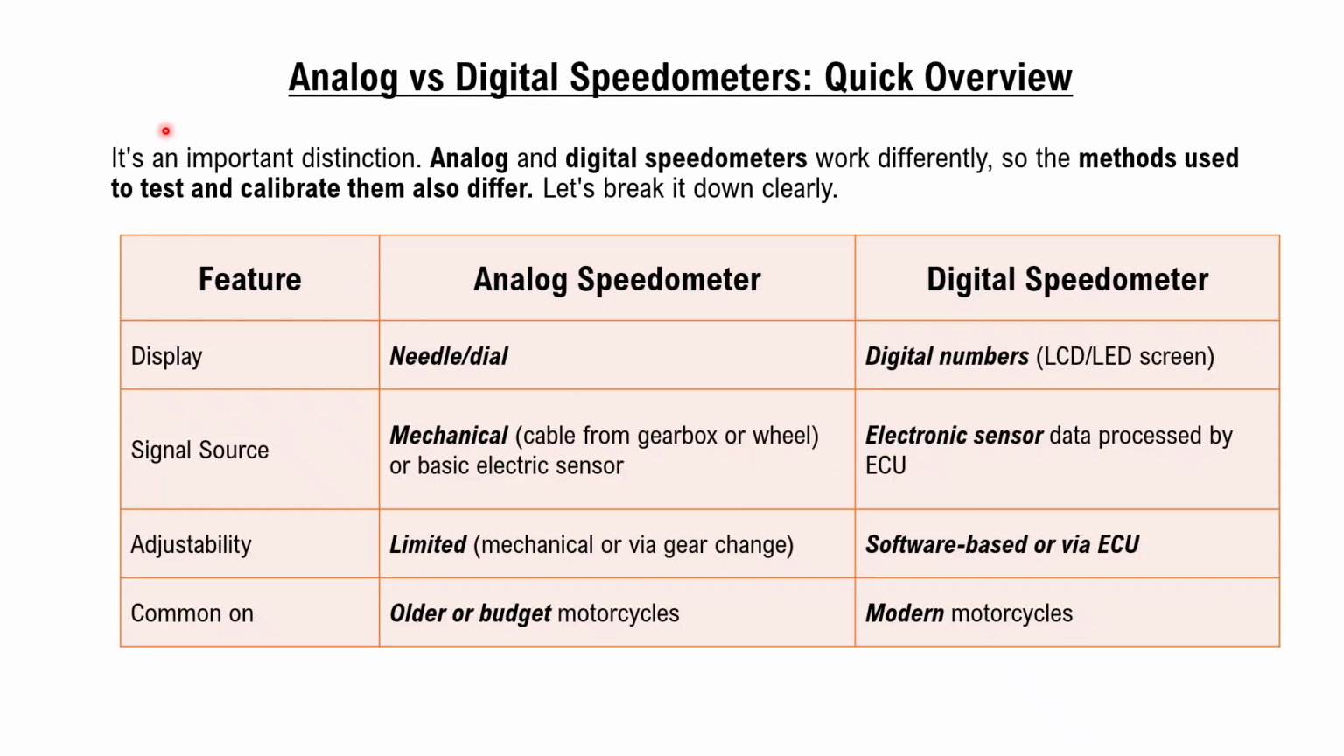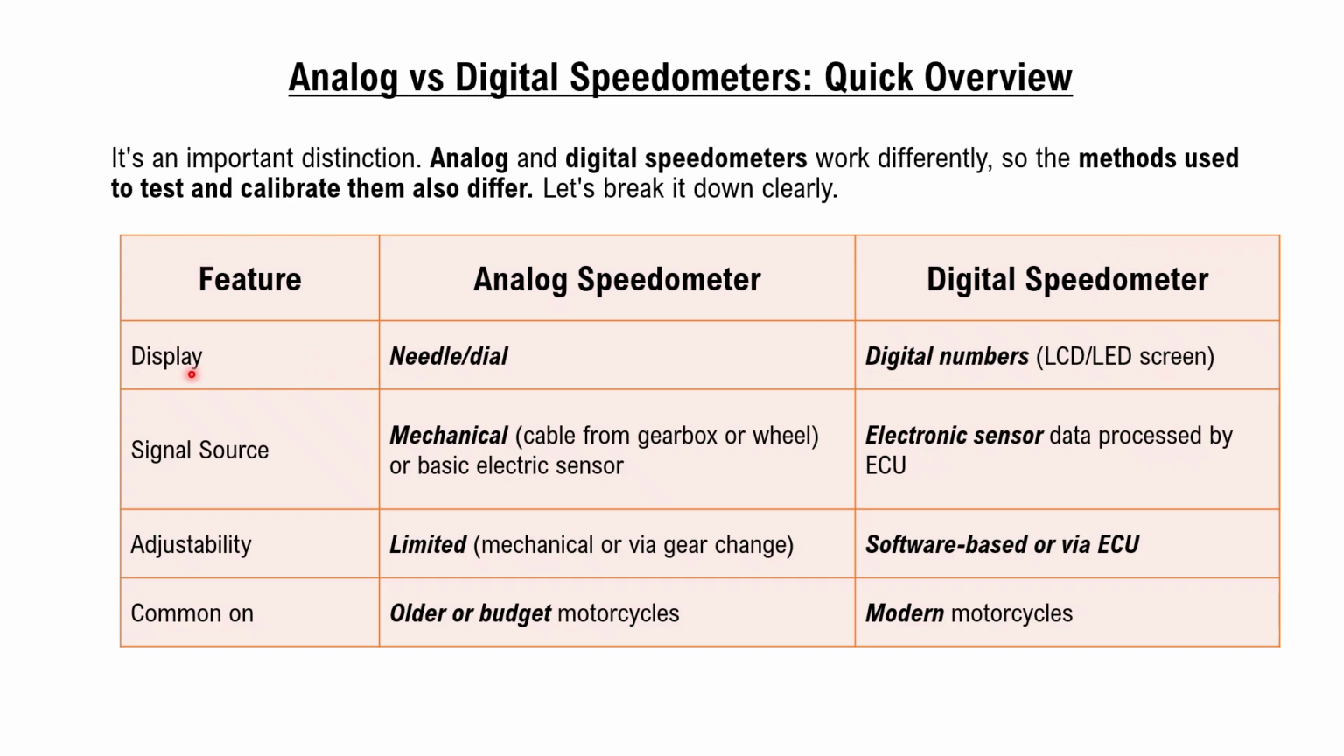Now, coming to analog versus digital speedometer, a quick review. It is an important distinction. Analog and digital speedometers work differently, so the methods used to test and calibrate them also differ. Let us break it down clearly. Look at the features and how they relate to the analog speedometer and the digital speedometer.